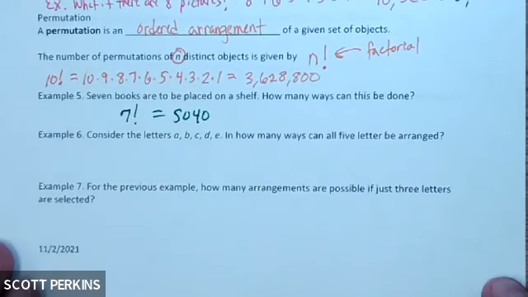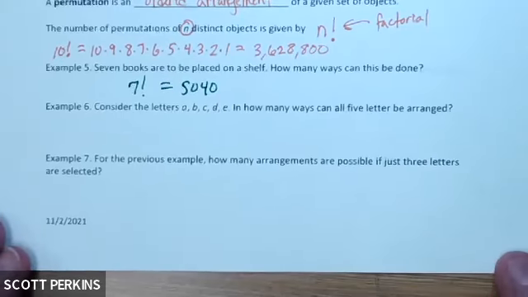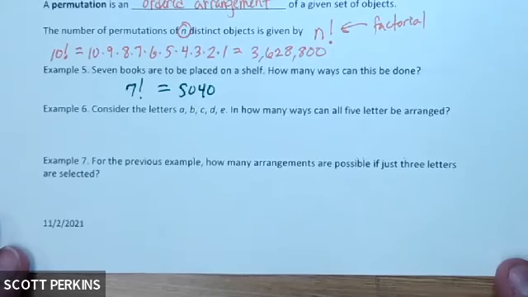One more. Example 6. Consider the letters A, B, C, D, and E. How many ways can all 5 letters be arranged if I'm just randomly writing letters down? How many different arrangements of those letters are there?